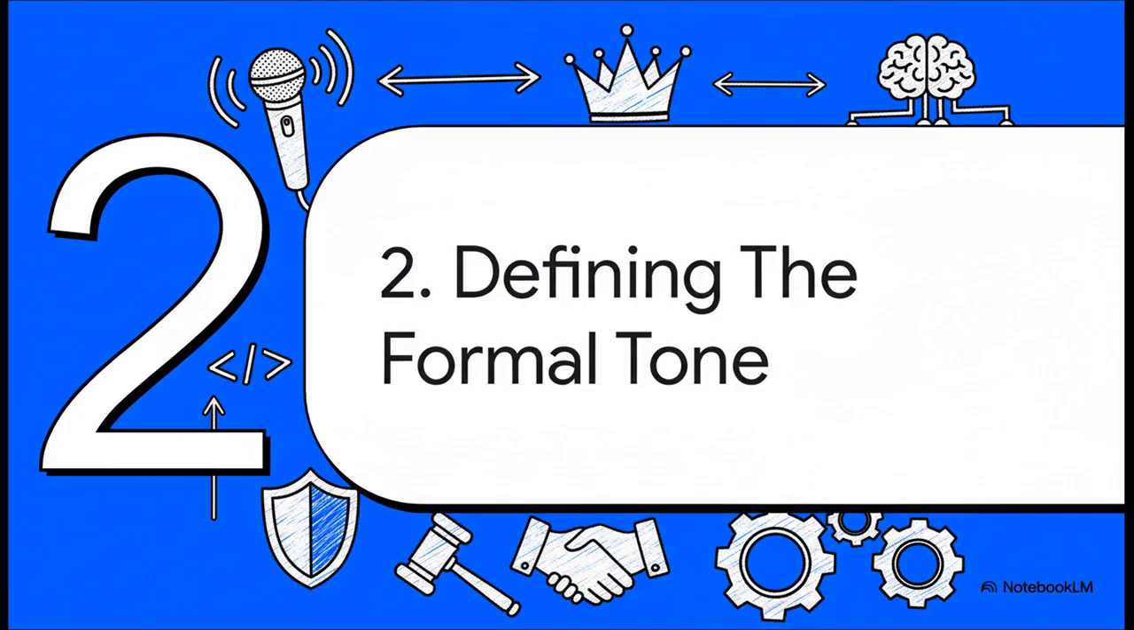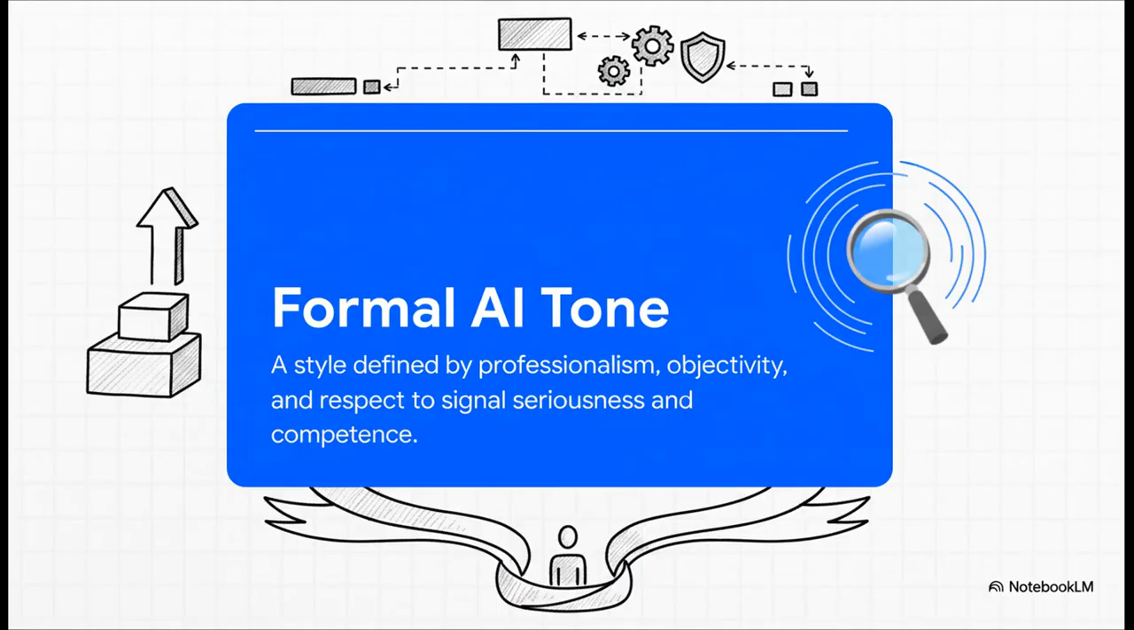So, what's the answer? Well, especially when the stakes are high, the solution is a very deliberate, very powerful strategy: defining and using a formal tone. But hey, let's be super clear about this. Formal does not mean robotic. It's not about being stiff and cold. It's actually a carefully crafted persona. Think of it as a character that's designed to project authority, professionalism, and respect. The whole point is to make you, the user, feel secure and like you're in good hands.